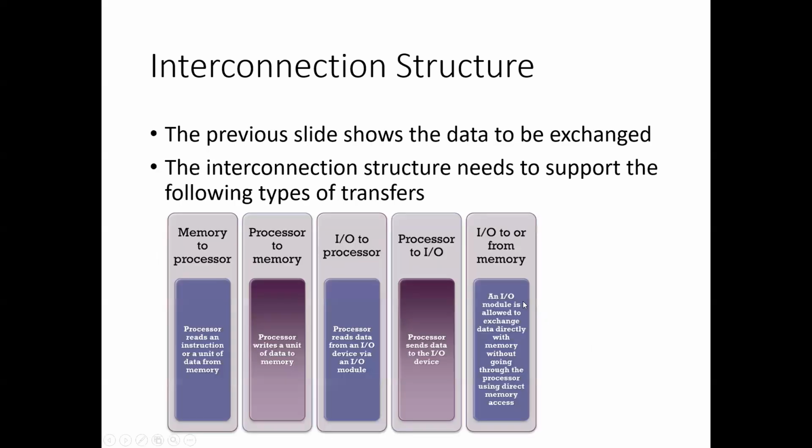So the previous slide shows the data that we need to exchange from each one of those components. The interconnection structure needs to support the following types of transfers. We need to go memory to processor, processor to memory, IO to processor, processor to IO, and assuming direct memory access, IO to or from memory. This figure isn't in the book, but the textual details can be found on page 100. So one way to do this interconnection is a bus, and the other is point-to-point.